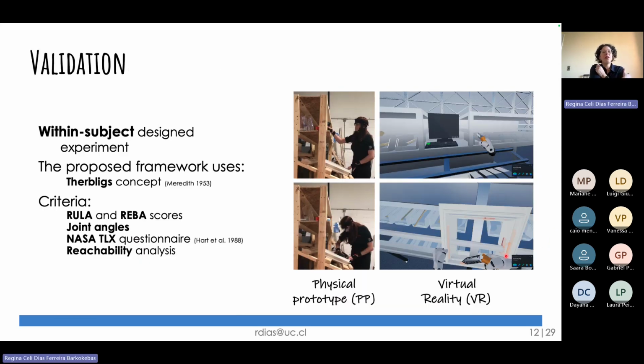And the validation process, in this case, I did a within-subjects design experiment. So all the participants performed the task in both environments, in both the physical prototype and the virtual prototype. And I also used the doubling concept, which is where we break down the movements of the body into smaller movements.